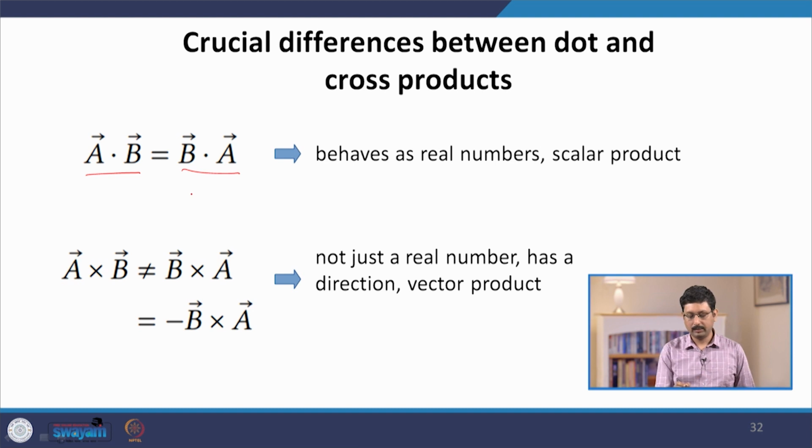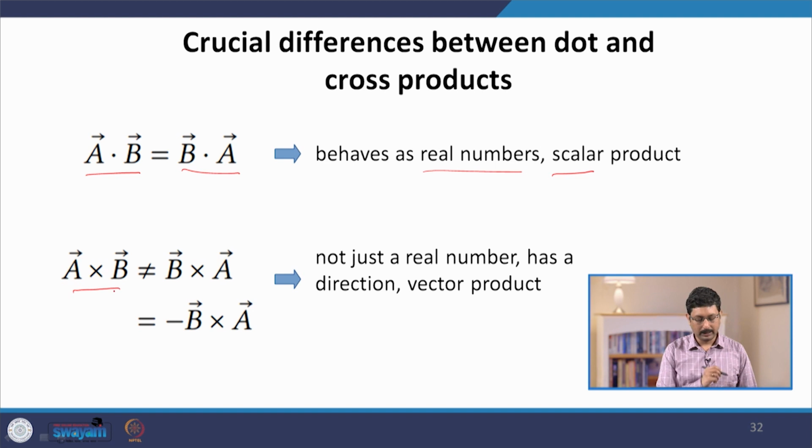The dot product behaves like a real number, the usual multiplication: 2 times 3 is 6, 3 times 2 is 6, 4 times 3 is 12, 3 times 4 is also 12. That is why it is called a scalar product. But the cross product is not a multiplication of two numbers, it is a multiplication of two vectors, and this is one place where that is getting reflected.